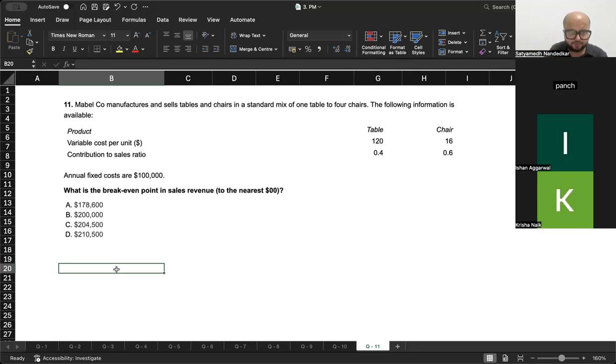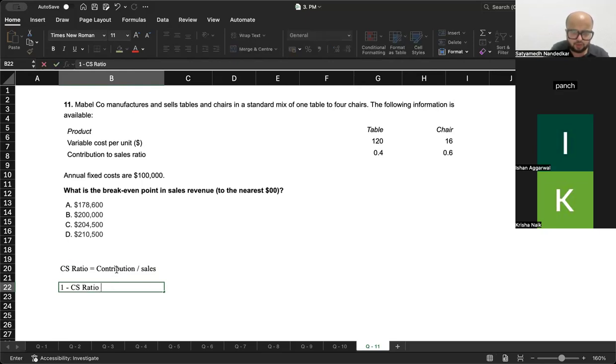Okay, now understand one thing. What is CS ratio? CS ratio is contribution divided by sales. So can I say 1 minus CS ratio is variable cost upon sales ratio? Okay. Why am I saying that?